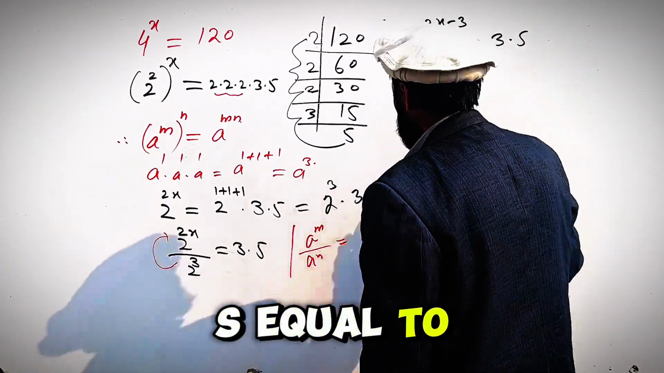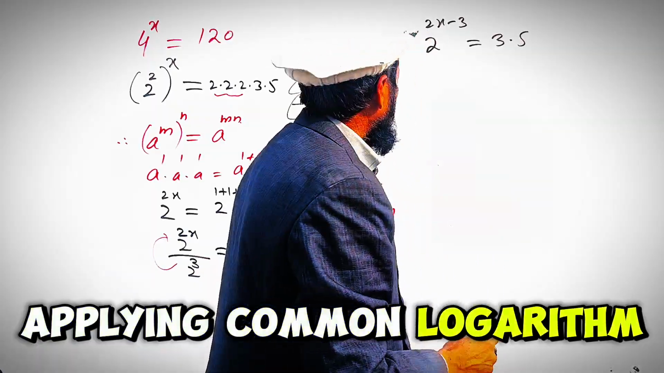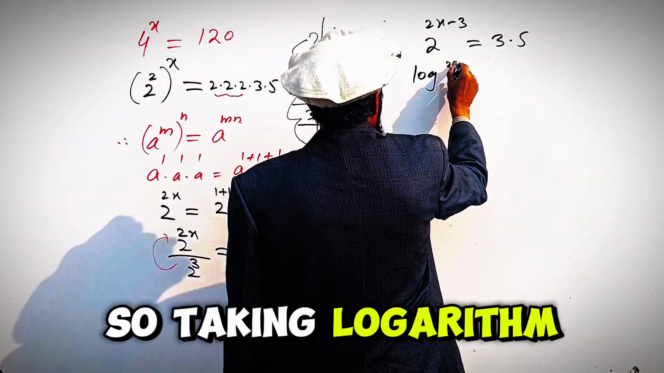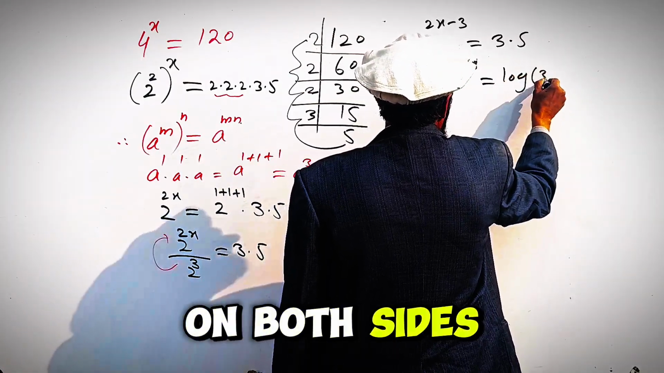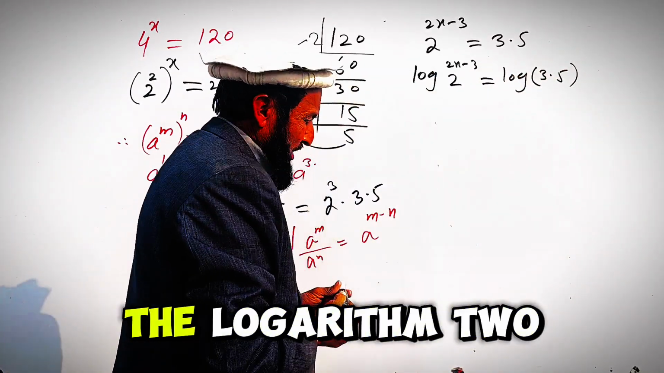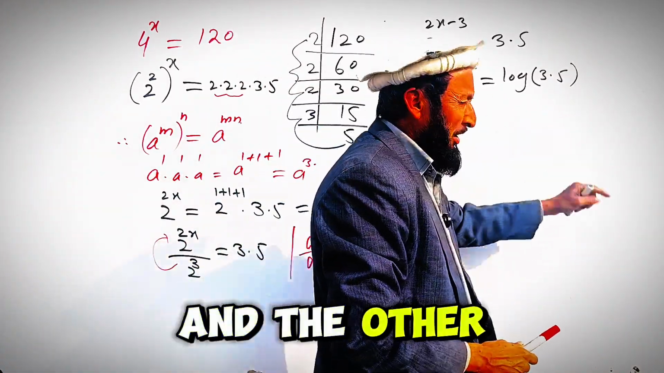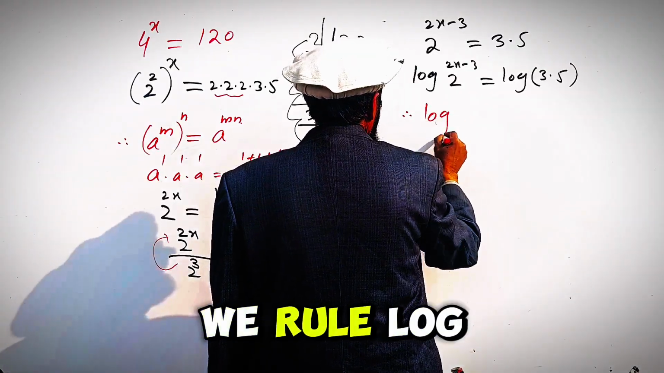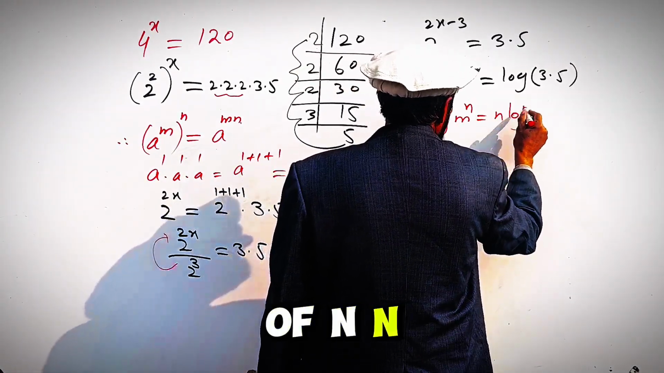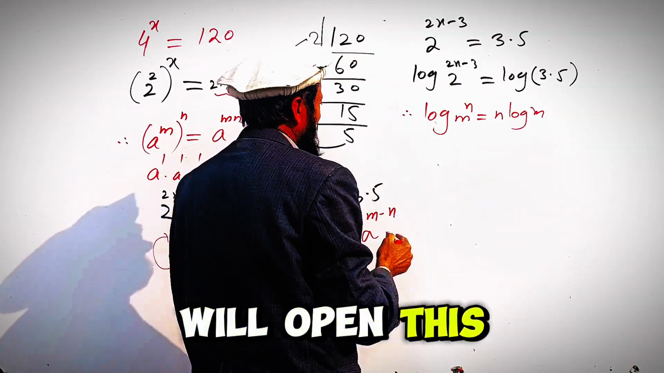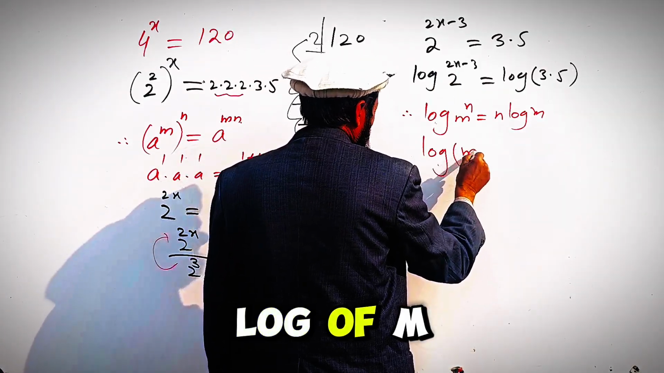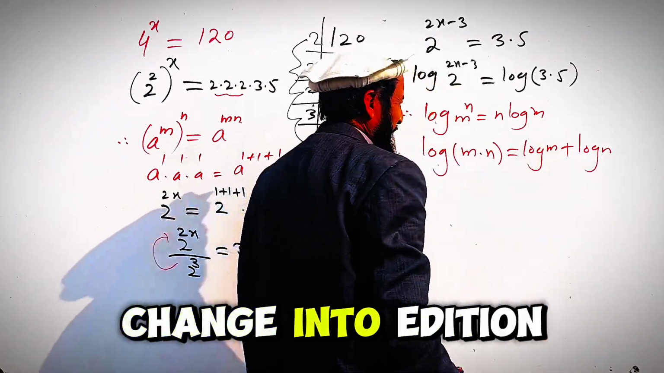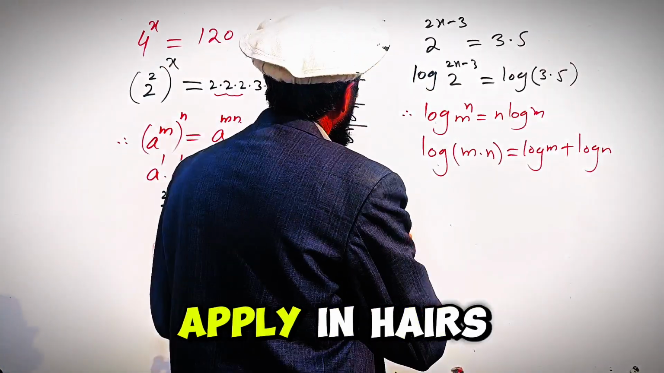Is equal to 3 times 5. Now we apply the common logarithm, where the base here is 10. So taking log on both sides gives log of 2 to the power 2x minus 3 is equal to log of 3 times 5. Now according to the logarithm, two rules are applied here: one is the power rule and the other is the product rule. According to the first rule, log of m to the power n is n times log of m, so we will open this term. Similarly, for the product term, log of m times n is equal to log of m plus log of n, so the product is changed into addition. Now we can apply this on both terms.